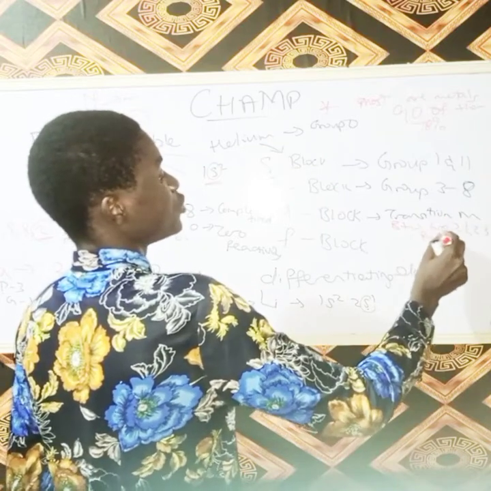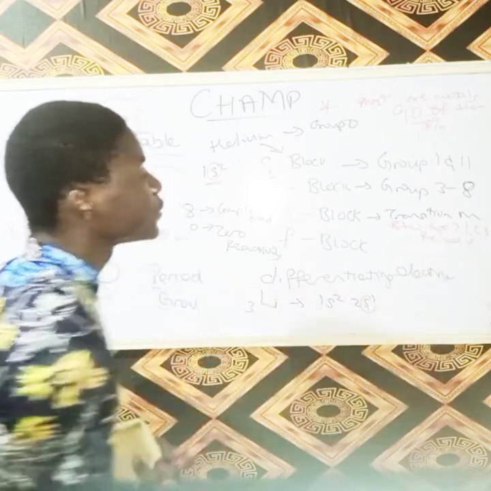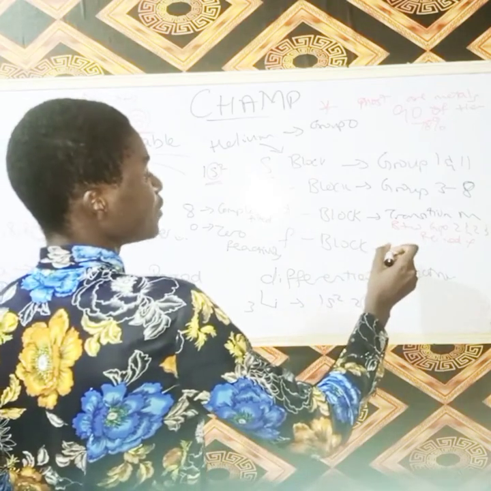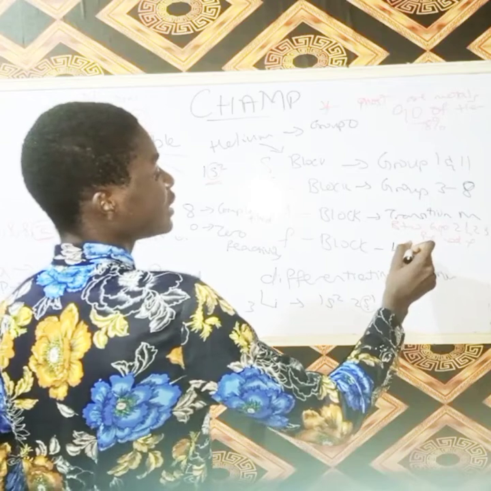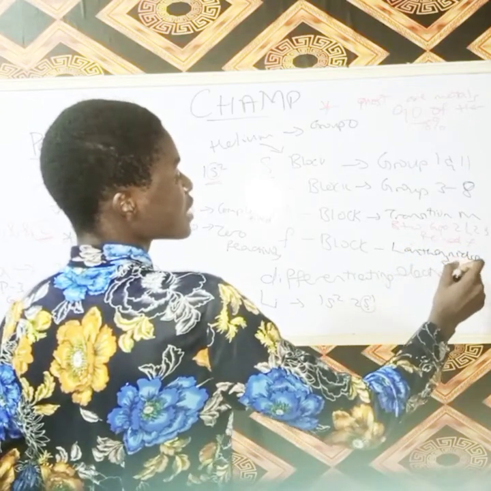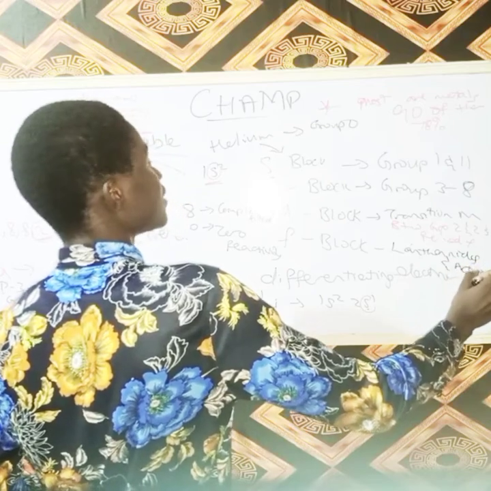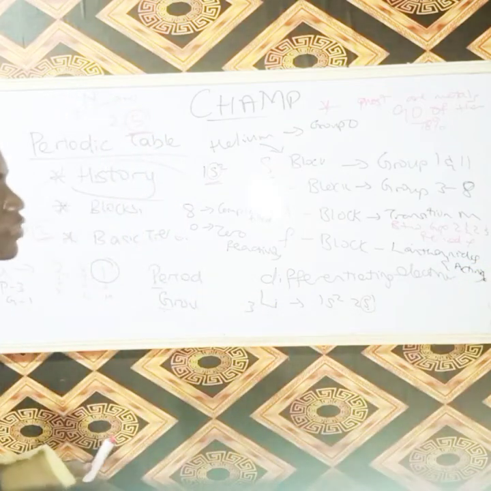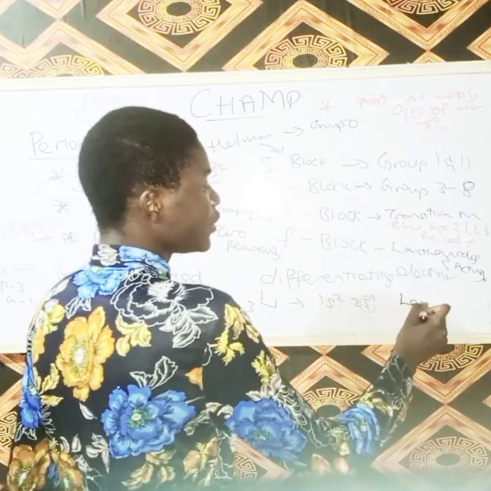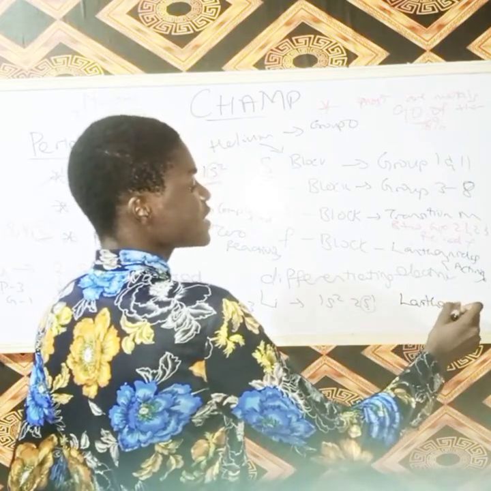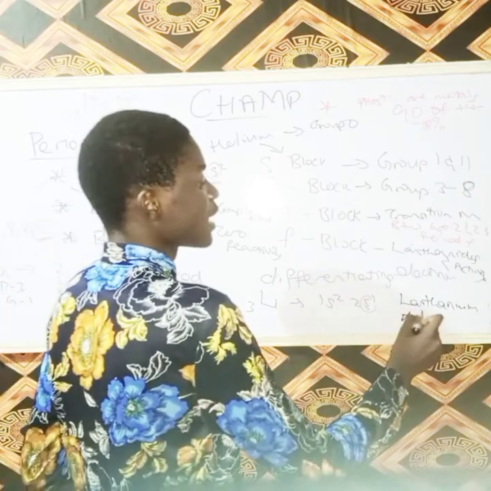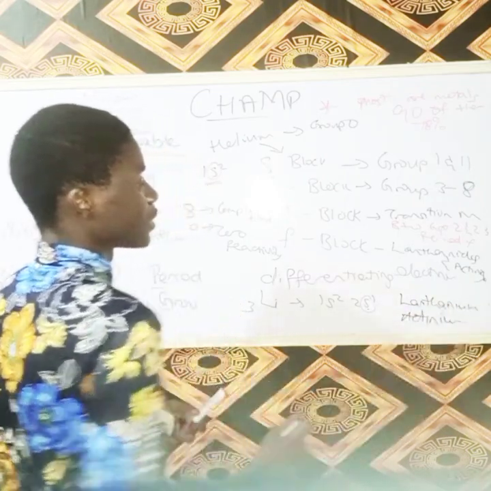And they are in what? Period 4. Take note of that. Then F block is the inner transition metals, the lanthanides and the actinides. Now they can ask you at this point what is the first element of the lanthanide series? The answer is Lanthanum. What's the first element in period 7 or in the actinium series? That is Actinium. Can you see that?